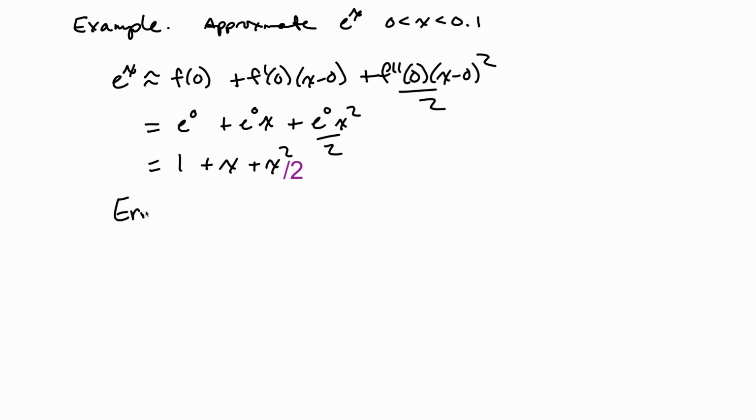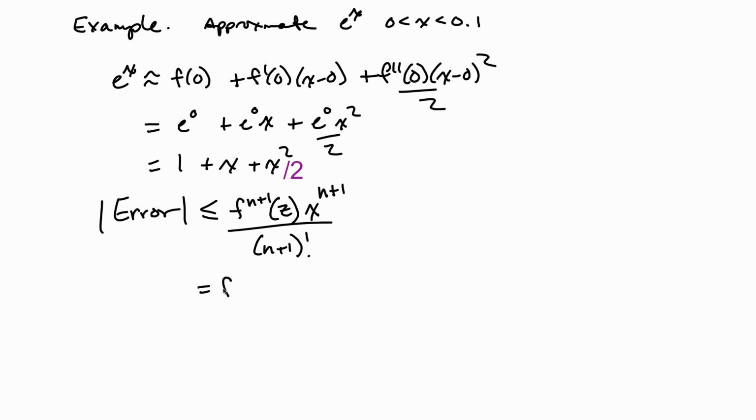The error on the interval 0 to 0.1 is the n plus 1th derivative at some point z times x to the n plus 1 all over n plus 1 factorial, which in this case n plus 1 is 3 because I've used the first 3 terms. So f triple prime at some point z times x cubed all over 3 factorial.